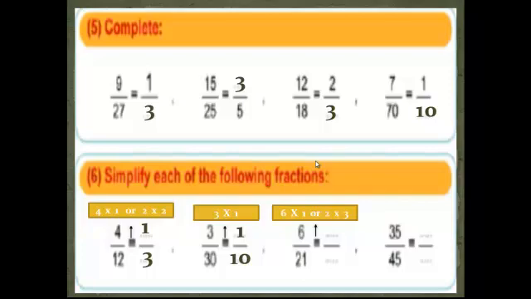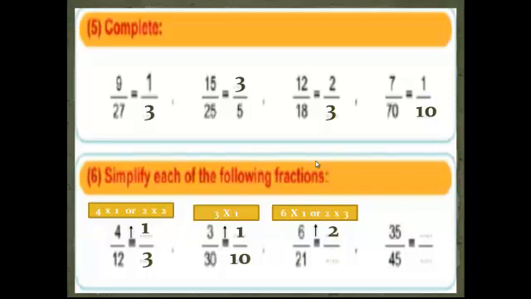We are going to look at the biggest number after it, which is 3. Is there any number in table 3 equal to 21? Yeah. So we are going to divide up by 3 and down by 3. 6 divided by 3 is 2. And 21 divided by 3 is 7. So the other fraction is going to be 2 over 7.